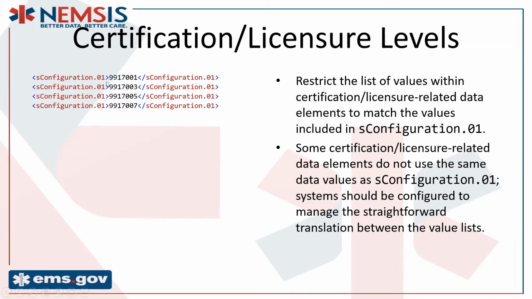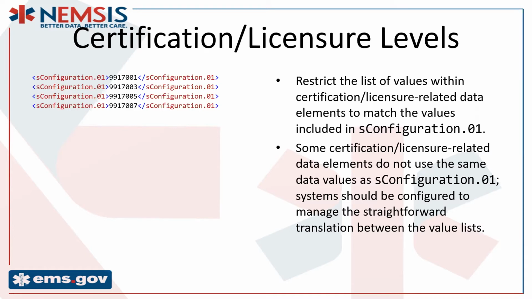And those will be in sConfiguration.01. In this example here, this state recognizes AEMT, EMR, EMT, and paramedic. That's what those 4 codes represent. You can use the data in this list to restrict the list of values for licensure-related data elements in your ePCR system. There are many licensure-related data elements, and some of them do not use the same actual values, these 9917 values, as sConfiguration.01. But the translation is straightforward between them.